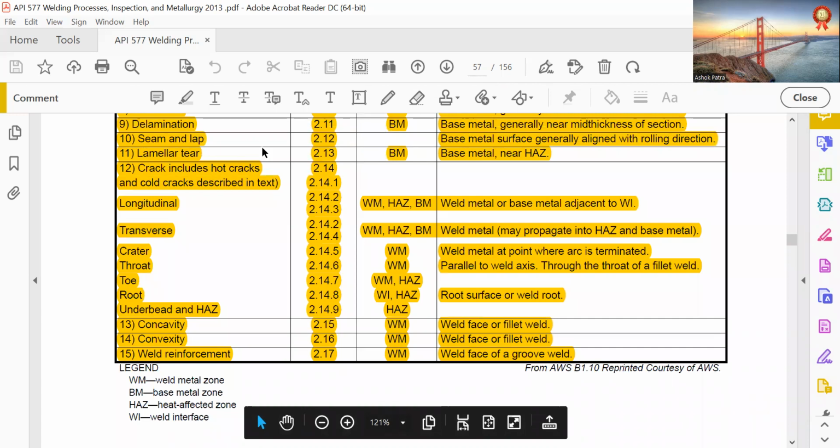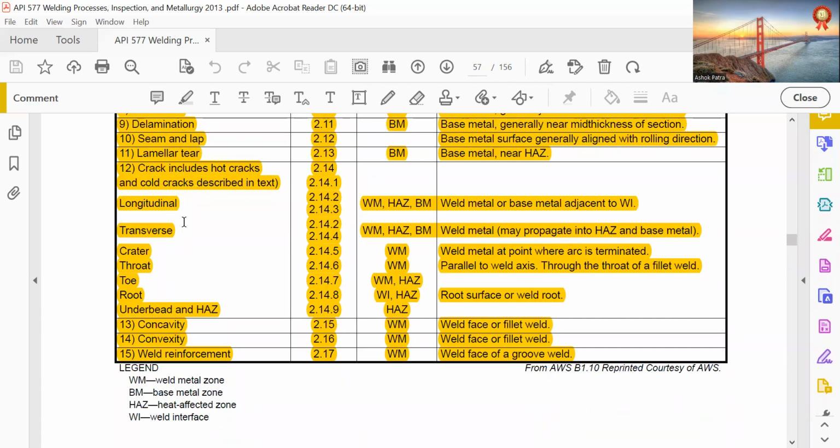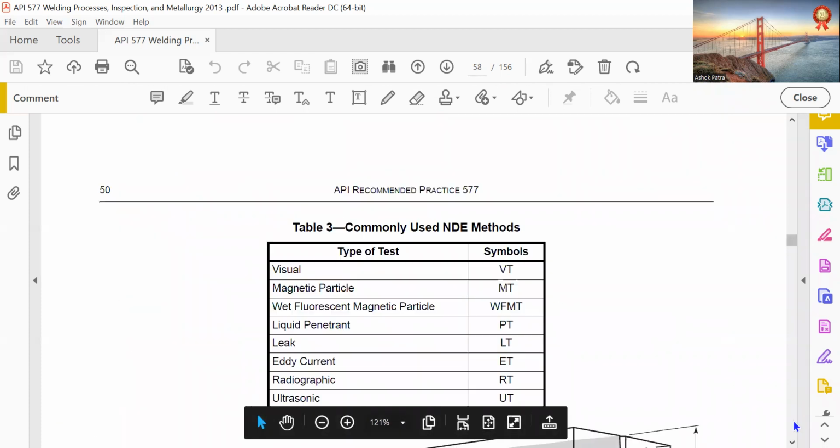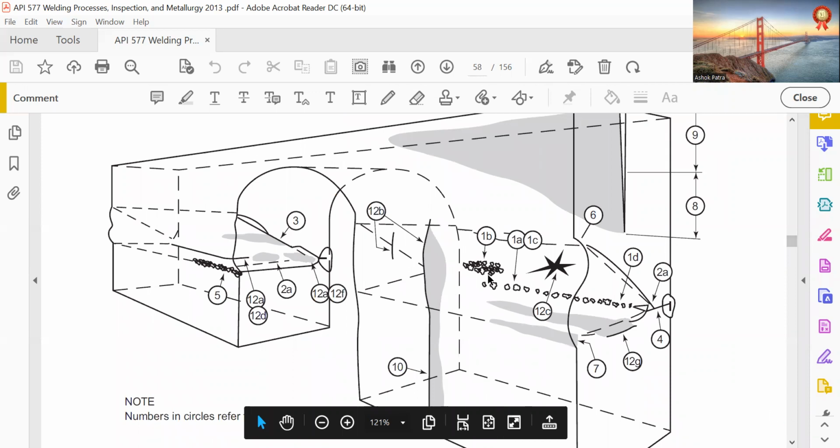In 12, crack. What cracks? They put A, B, C, D like this: longitudinal, transverse, crater, throat, toe, root, underbead. That's what they try to show here.